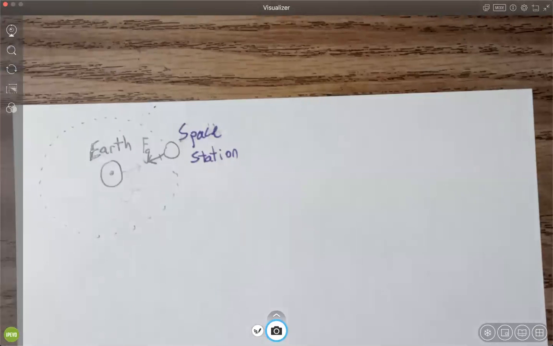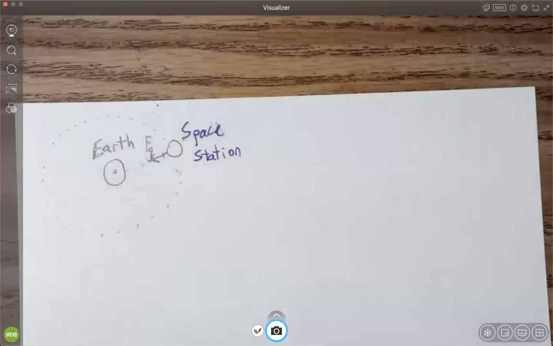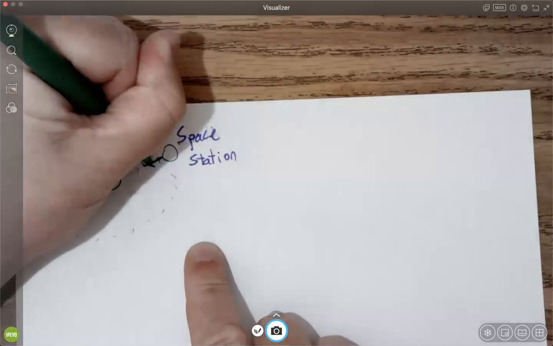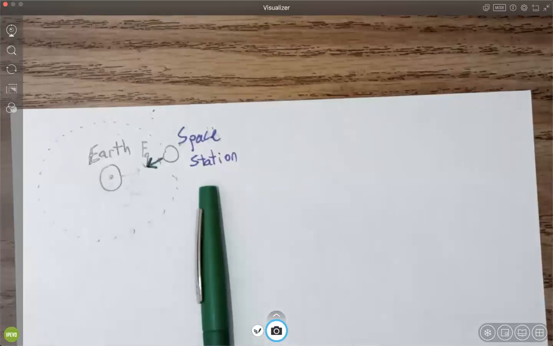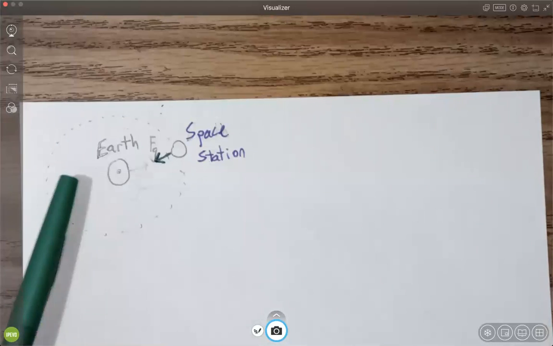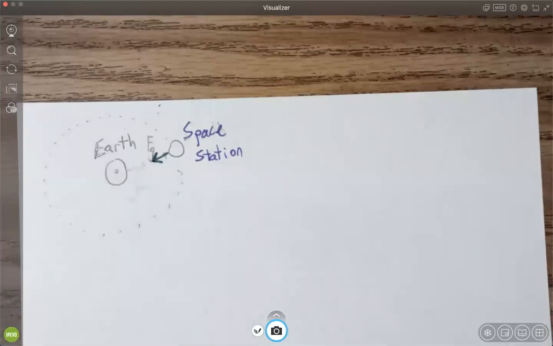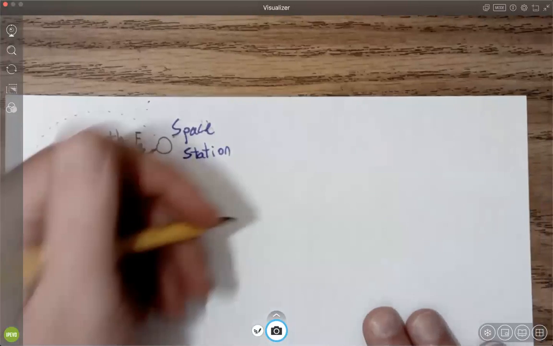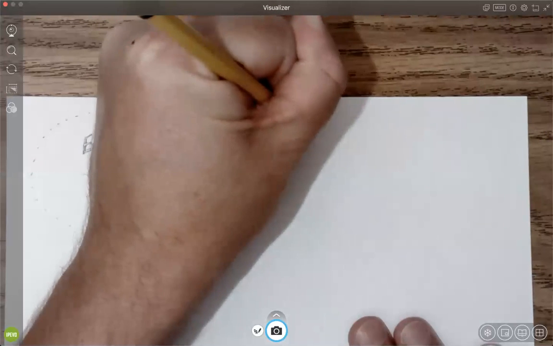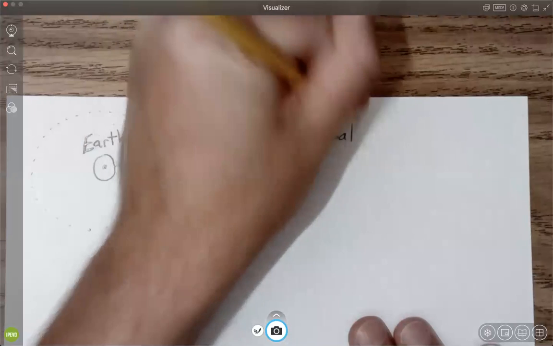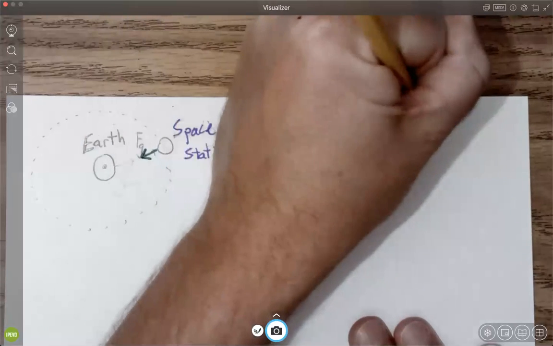Where this space station is going to feel this force due to gravity towards Earth. Same thing, the Earth, space station, same thing just like the sun and the Earth, all having the same thing to where it's not just one object that feels this, but every object feels it universally. So this is why we call it the universal law of gravitation.